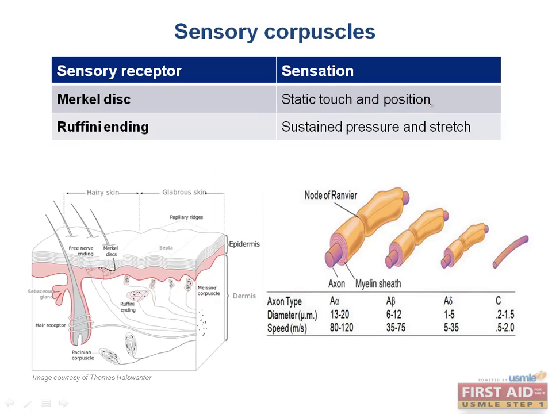Finally, Merkel's discs are large myelinated fibers found in the skin that respond to vertical indentations onto the skin. This would be, for example, when you press one finger into the palm of another hand. Try it out. That's your Merkel's disc working. Now, Ruffini endings are a very slow adapting mechanoreceptor. They respond to sustained pressure and stretching of the skin. You can try that out too.